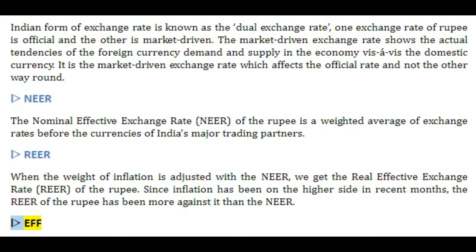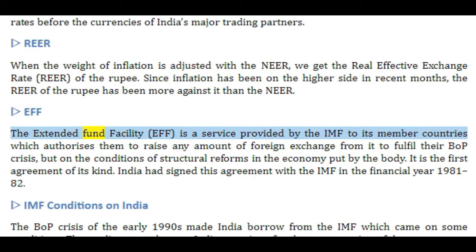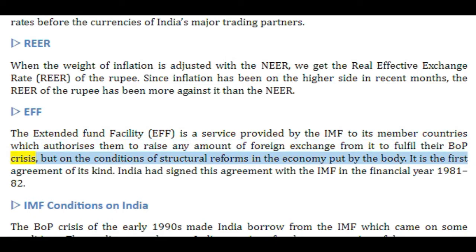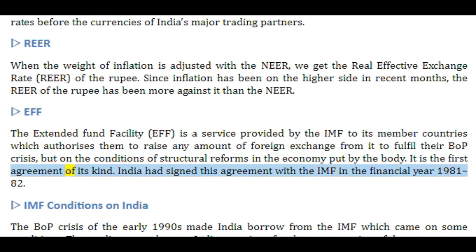EFF. The Extended Fund Facility, EFF, is a service provided by the IMF to its member countries which authorizes them to raise any amount of foreign exchange from it to fulfill their BOP crisis, but on the conditions of structural reforms in the economy put by the body. It is the first agreement of its kind. India had signed this agreement with the IMF in the financial year 1981-82. IMF conditions on India.